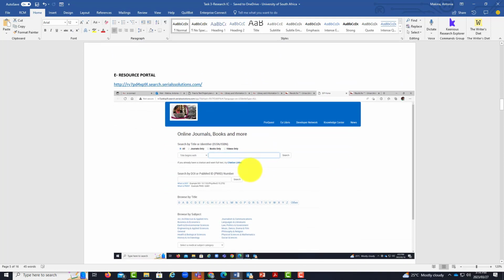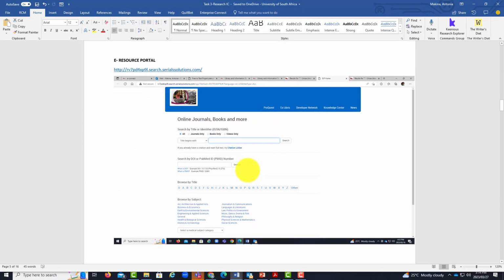Now I also go down to show the e-resource portal. It works the same as the library catalog that I've just explained up there. But you can also search by title of the article. If you've already got the title of an article, you can place the title there and then search for what you want.